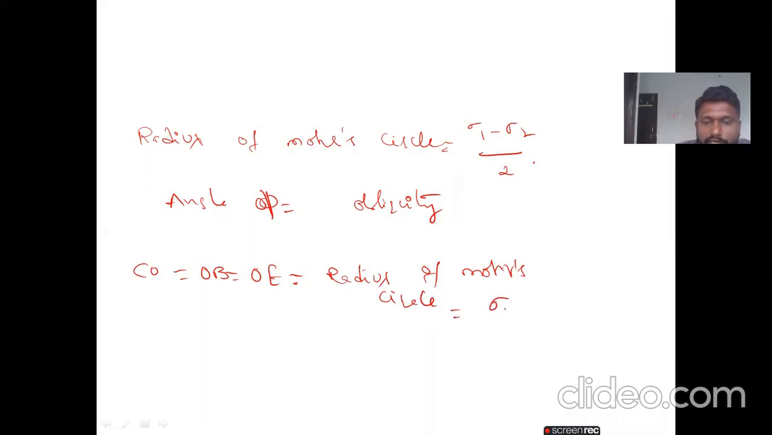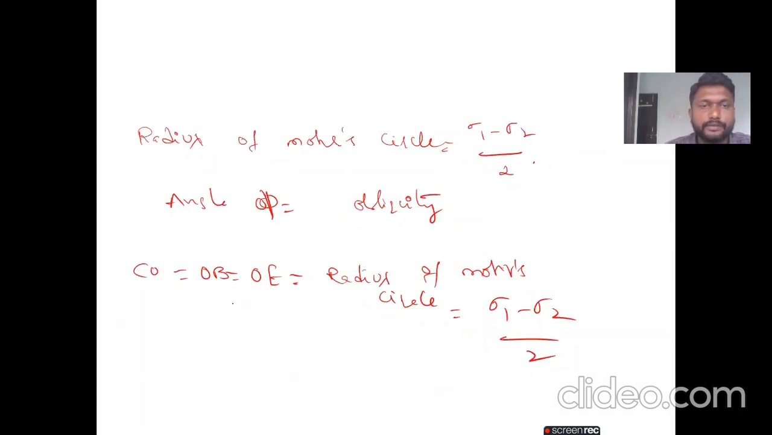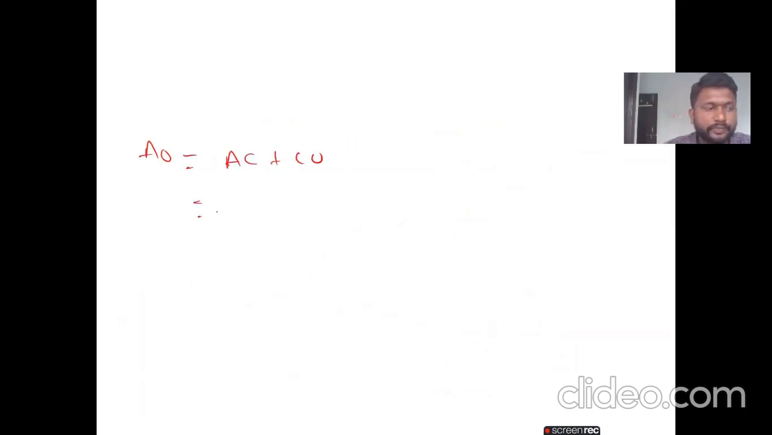So what is the radius of the Mohr circle? Sigma 1 minus sigma 2 by 2. Next, what about AO? AO equal to AC plus CO. If you observe here, from point A to point O, what is that? AC plus CO. AC is nothing but sigma 2, so simply substitute AC equal to sigma 2, plus CO, which is (sigma 1 minus sigma 2) by 2. From this, we get the answer (sigma 1 plus sigma 2) by 2.